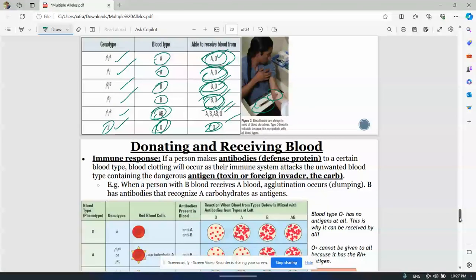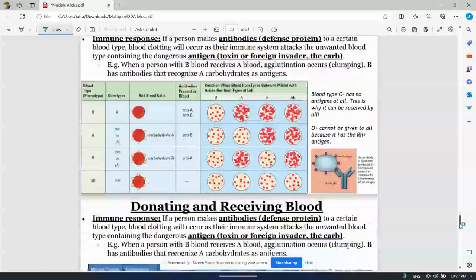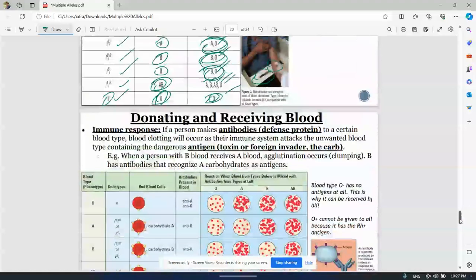So let's take a look at why there are certain matches for donating and receiving blood. And once again, it basically comes back to the immune response. So your immune system wants to protect you. If something enters your body that it's not used to, your immune system is basically going to try to destroy that thing. So your immune system makes these defense proteins called antibodies, okay? Kind of like we saw in the Rh disease. When the mother that's Rh negative gets some Rh proteins in her bloodstream because of the baby, the mother's going to produce these Rh antibodies, which will destroy the Rh invader that it's not familiar with.